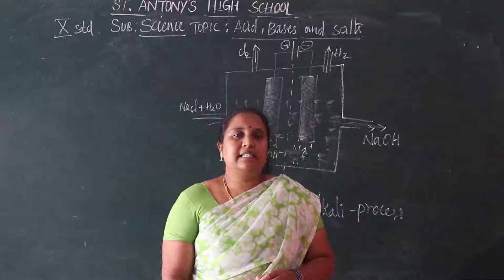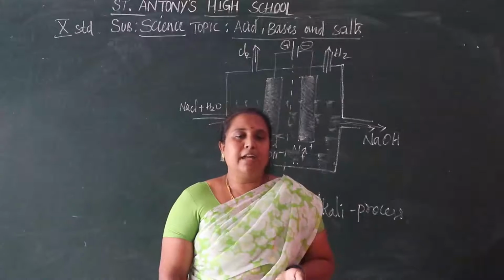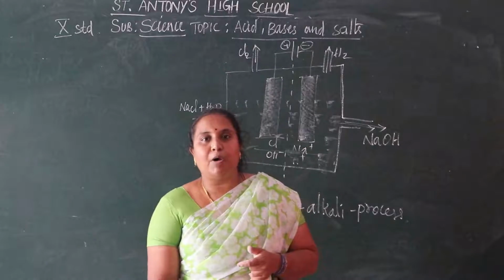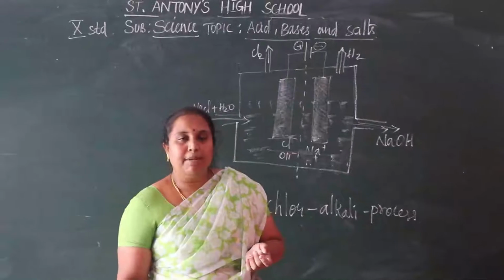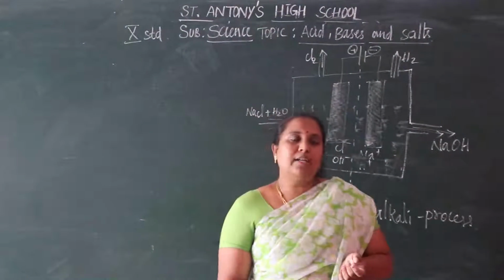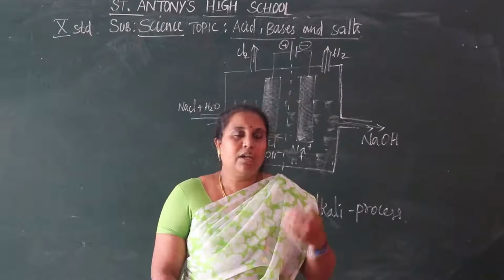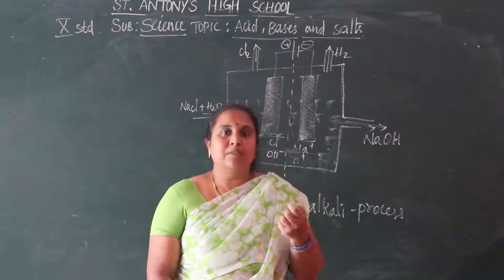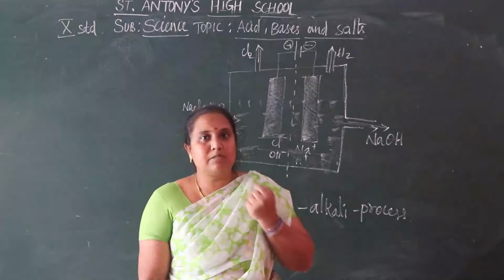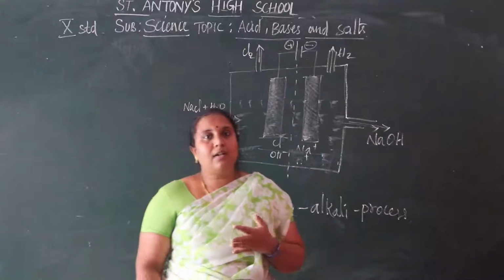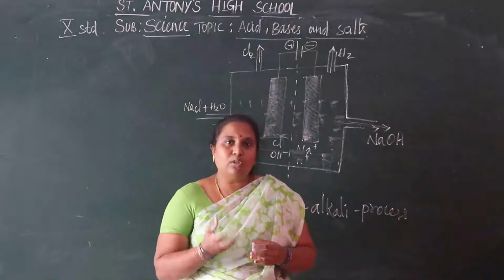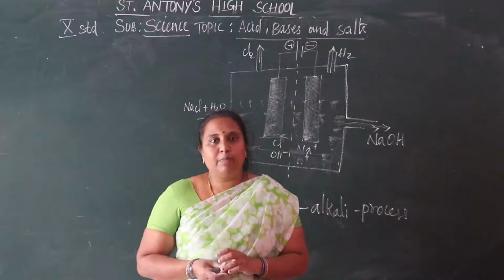Now let us see about the manufacturing of bleaching powder. How to manufacture the bleaching powder? Bleaching powder is also known as chlorinated lime, or chlorine of lime. So we are smelling it as a lime smell itself, no? You all know the smell of the bleaching powder also.